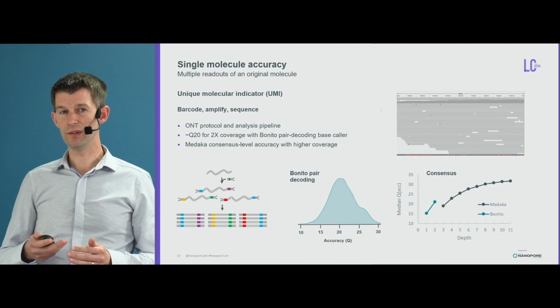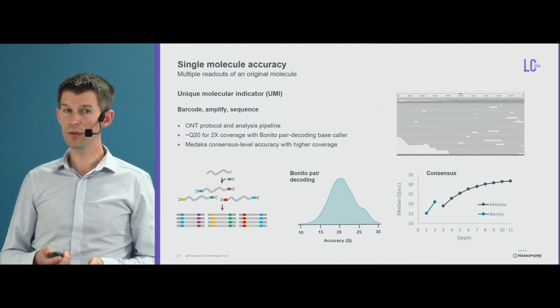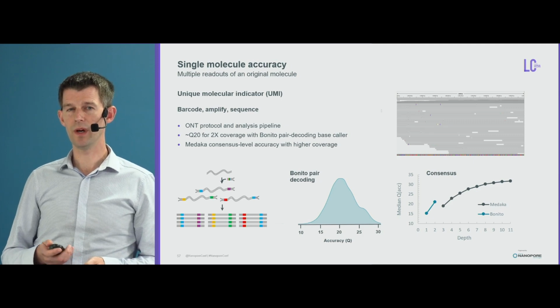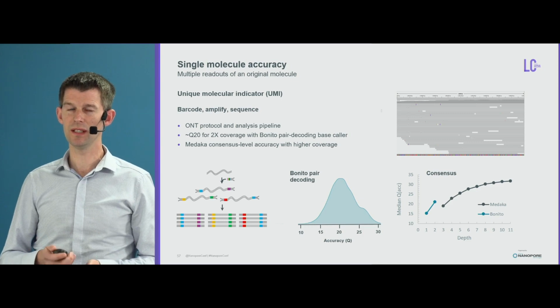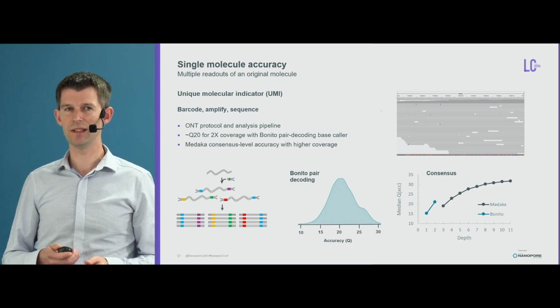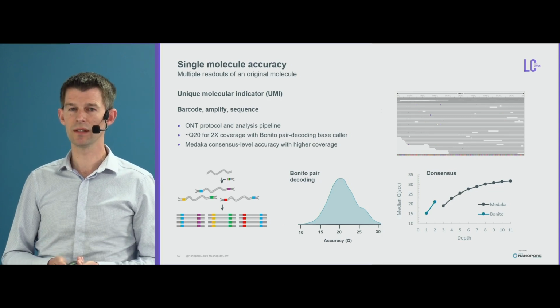If you only want very shallow single molecule accuracy, you can actually get beyond Q20 with only 2 molecules using a feature of the Bonito research base caller, which is pair decoding. That simultaneously calls 2 signals at once. So you can get above Q20 single molecule with just 2x depth there.